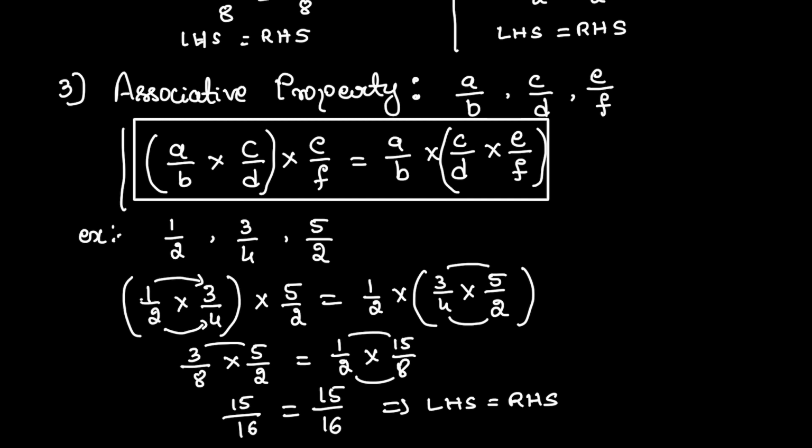Associative property holds good for any three rational numbers, that is in multiplication. Okay. Next is multiplicative identity.